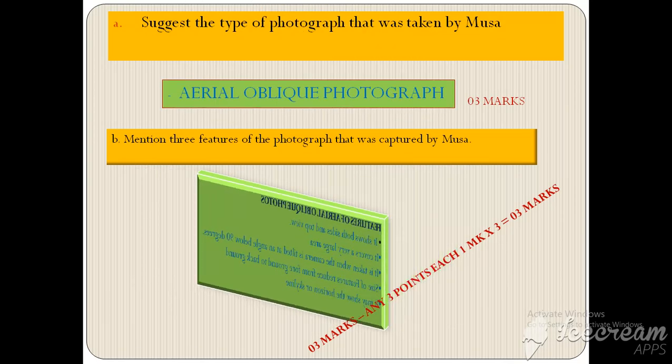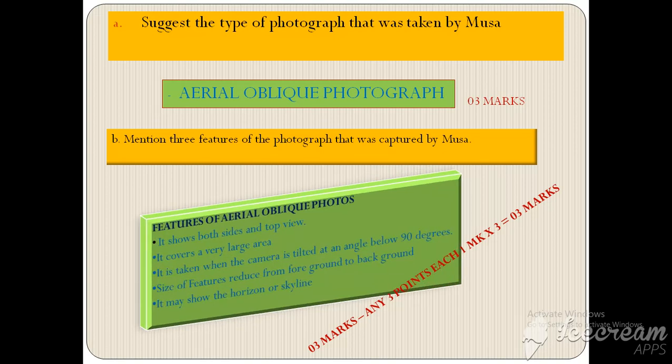Then part B features, we are now mentioning the characteristics of aerial oblique photographs. It shows both sides, it covers a very large area, it may show a horizon or skyline. It is taken when the camera is tilted at an angle below 90 degrees, not at 90 degrees.